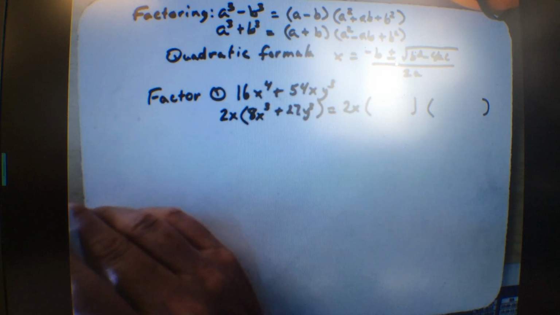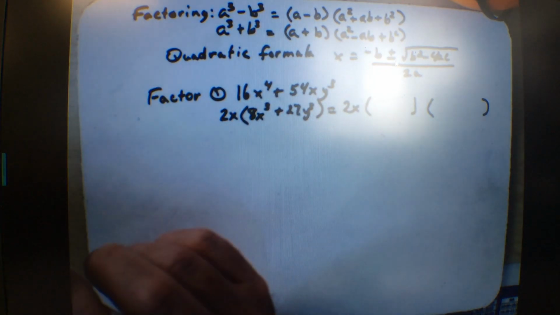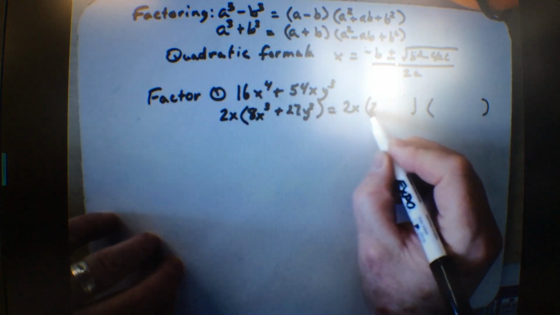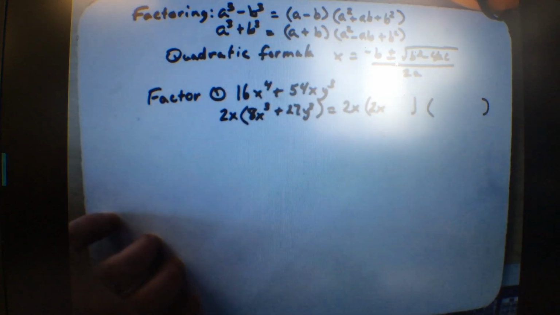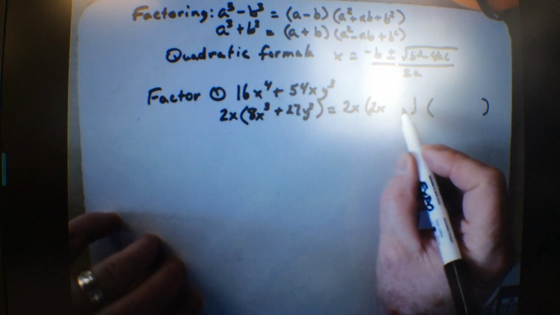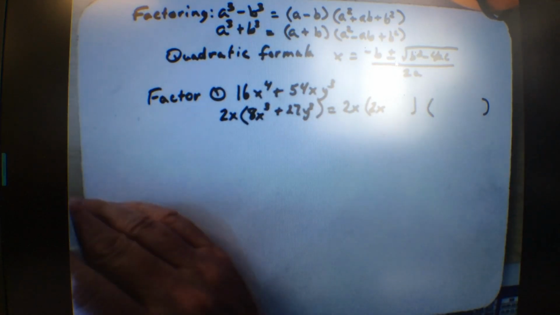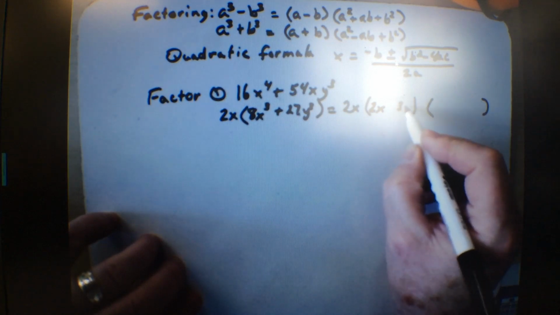Well, what times itself 3 times is 8? 2. Does that make sense? And then x. X times x times x is x cubed, right? Okay, I'll give you another shot. What about this 27y cubed? 3y. Okay.